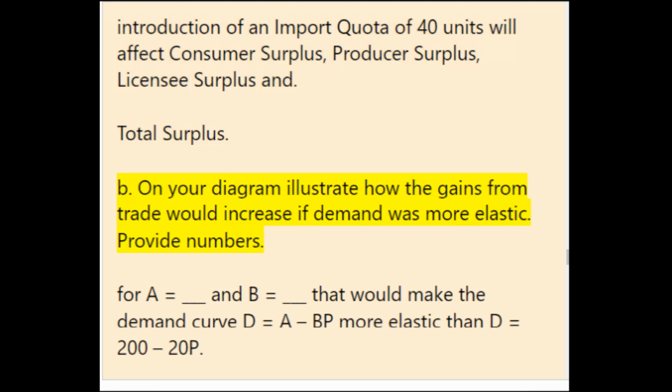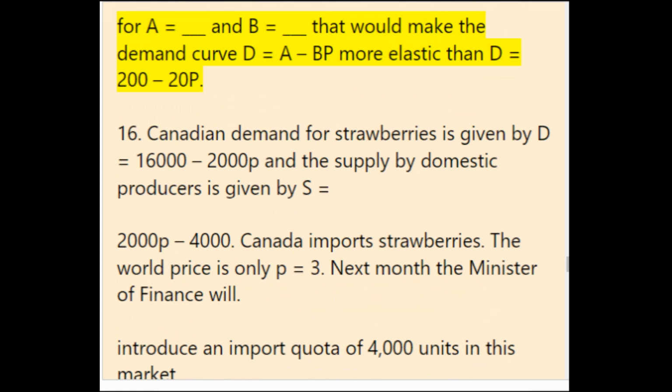B. On your diagram, illustrate how the gains from trade would increase if demand was more elastic. Provide numbers for a equals __ and b equals __ that would make the demand curve D equals a minus bp more elastic than D equals 200 minus 20p.